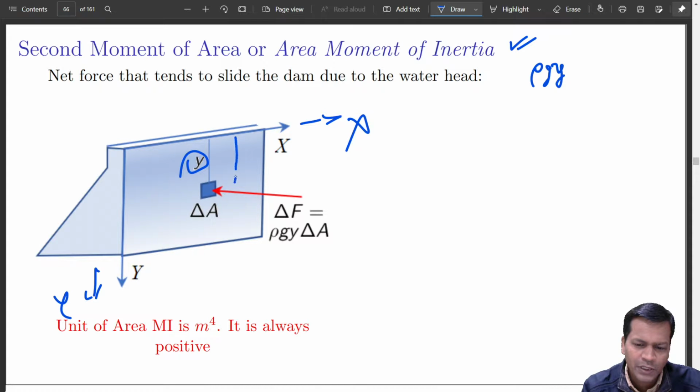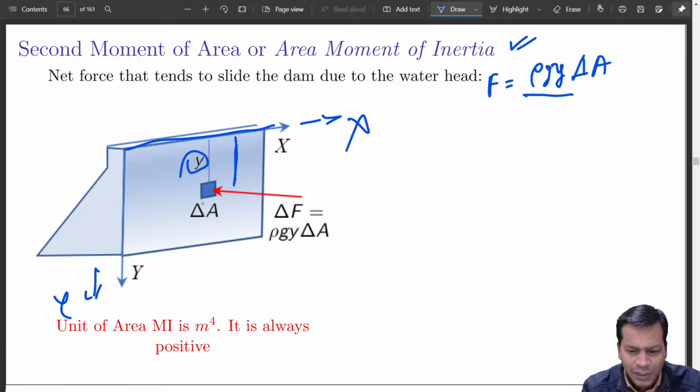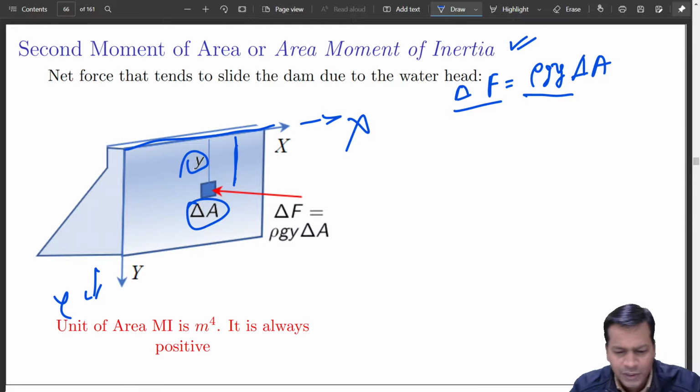So it depends on the depth from the top surface of the water. Let us say this is your top surface till where you have the water which is filled. So rho g y is the pressure that is coming on. Pressure into small elemental area will give you the force that acts on this small area. Let us say that is delta F, the small elemental force that acts on this area. Mind it, we'll talk about area moment of inertia also, what this is and why it is important.